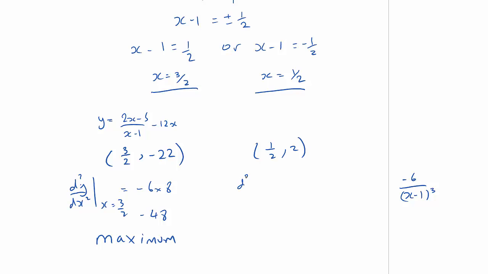And then d2y/dx squared when x is a half is going to be negative 6 over (a half take away 1) cubed. So that's negative 6 over negative a half cubed. So that's going to be negative 6 divided by negative 1/8, or negative 6 times negative 8, which is positive 48. Negative times the negative. And so that one is a minimum.